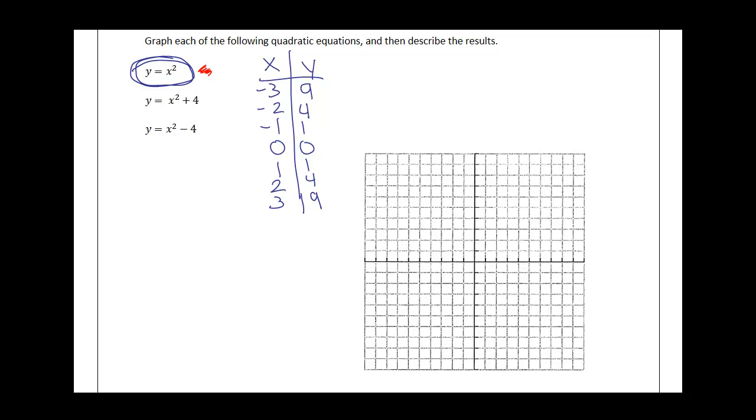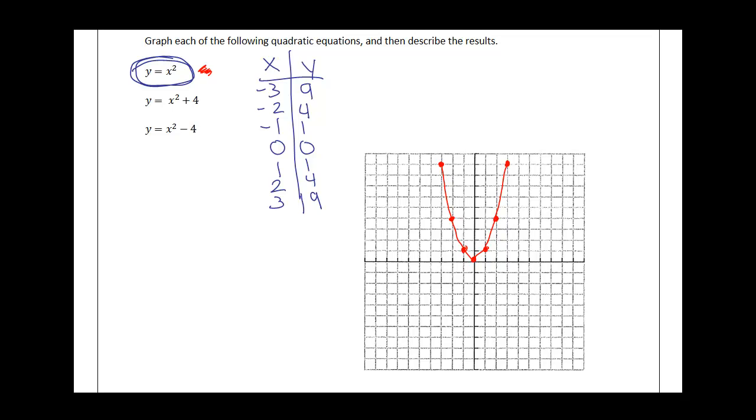We have a point at -3 and 9, which is about right here. Then we have one at -2 and 4, right here. Then -1 and 1, 0 and 0, 1 and 1, 2 and 4, and 3 and 9. So there we go, those are all our points. Now connecting them to get our shape, there we go. That is our original quadratic function.